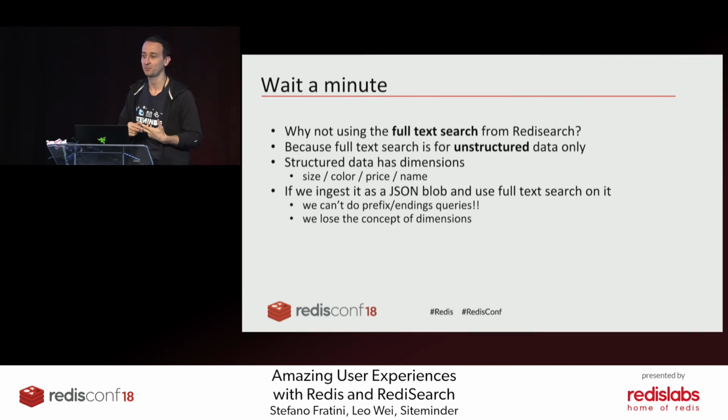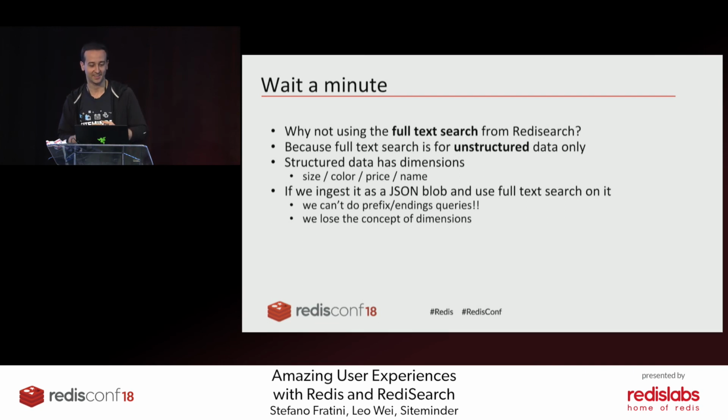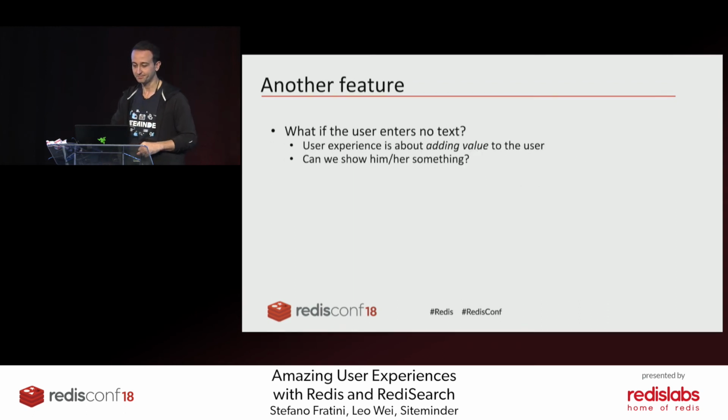It's not great from a memory perspective, because the full-text search index is never going to be memory savvy. I mean, by its own definition, it uses quite a bit of memory. We do lose the opportunity to query on prefixes and endings, and we also lose the concept of dimension. So we become exactly like Google. So you can't really suggest queries across different dimensions.